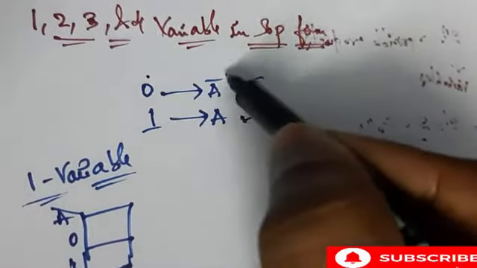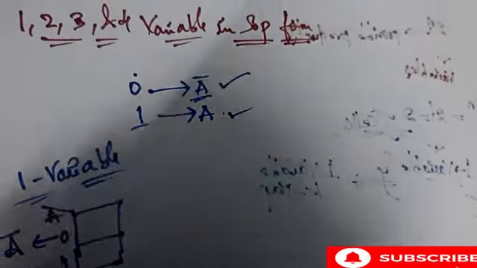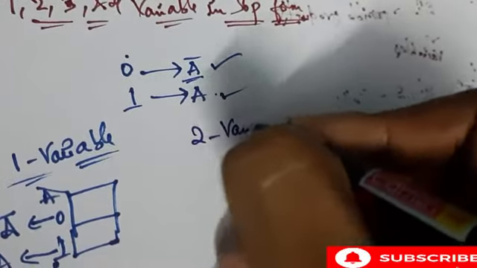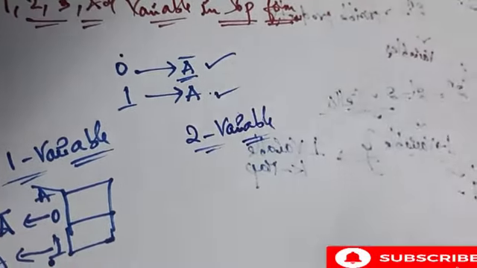Let's see how one variable will look. We already know for one variable there are two boxes, that means two cells. This will be A, 0, 1. Here 0 represents A bar, and 1 represents A. In this way, let's see the two variable, that means 4 boxes.